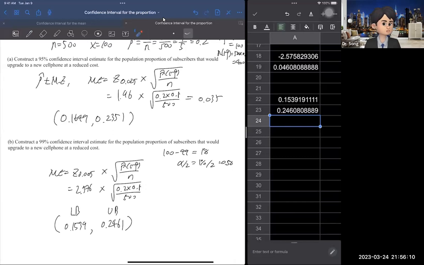If you have a narrower confidence interval when raising the confidence level, that means somewhere you made a mistake. All right, so let me stop here.